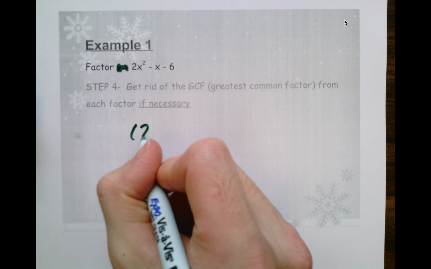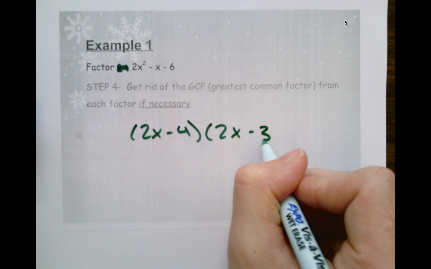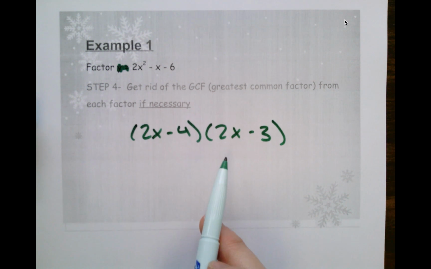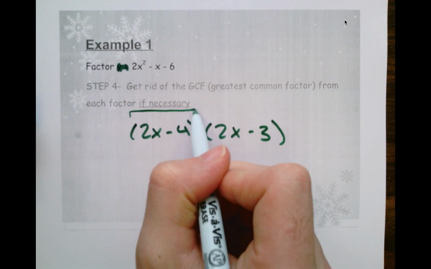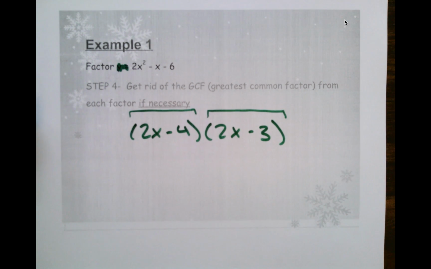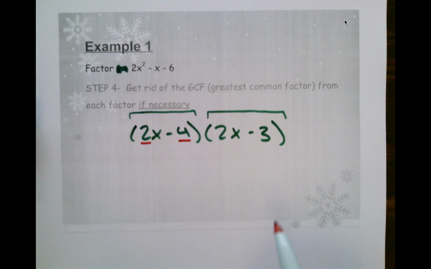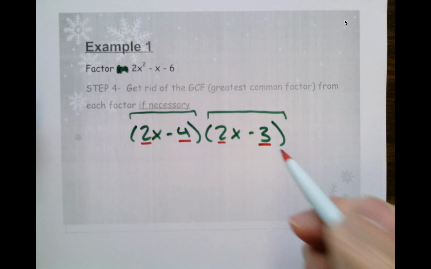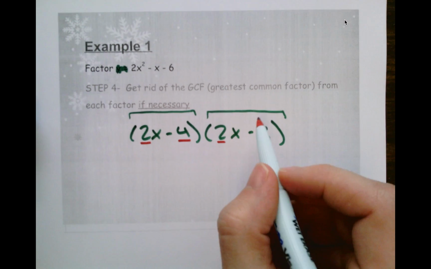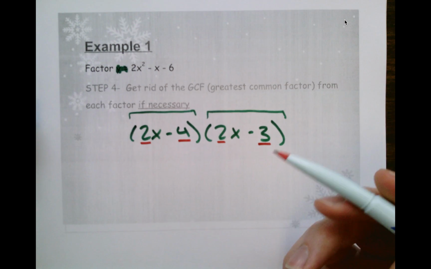So from here, what we are going to do is look at each binomial. So I'm going to look at 2x minus 4, and then I'm going to look at 2x minus 3, and see if there's a GCF. So if there's some number that I can divide from both this number and this number. Same thing over here, from the 2 and the negative 3. If I look at the left-hand side, there's no GCF. There's nothing that I can divide out from 2 and from 3.